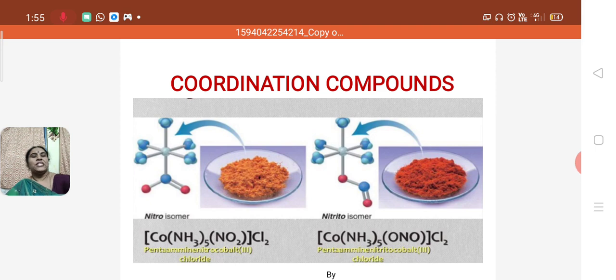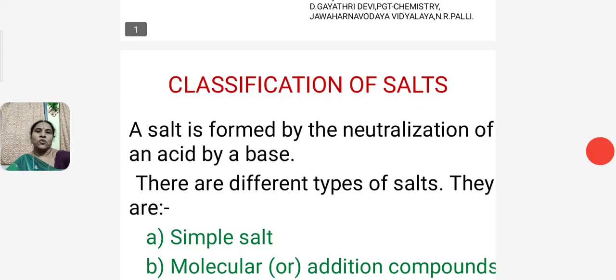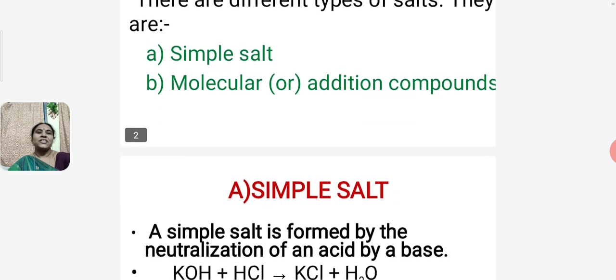Today I am going to explain what are coordination compounds. Before we learn what are coordination compounds, let us first learn about salts and their classification. Salts are broadly classified into two types: simple salts and molecular or addition compounds.